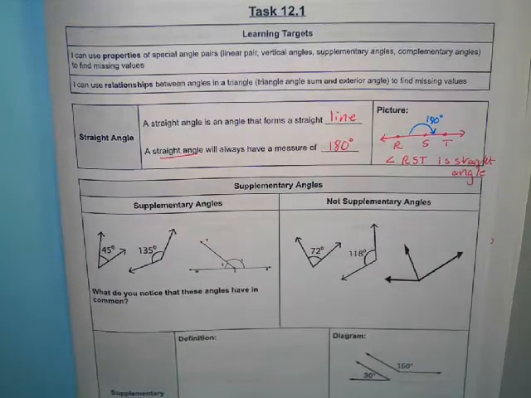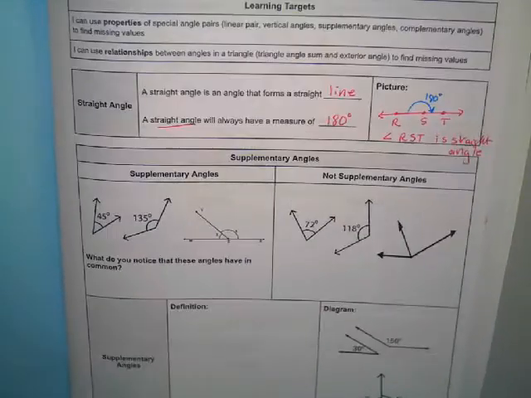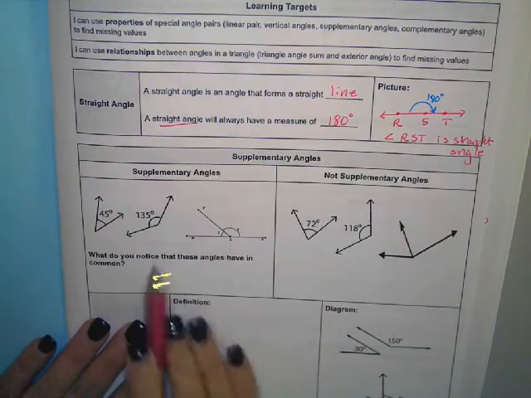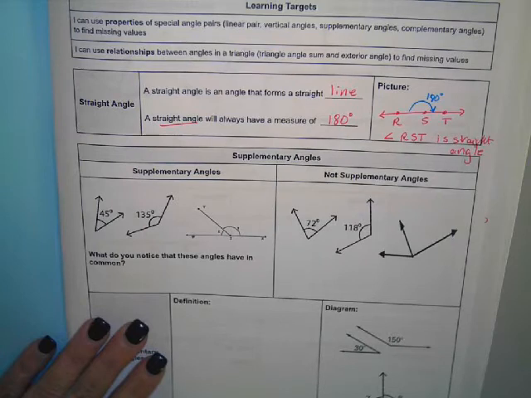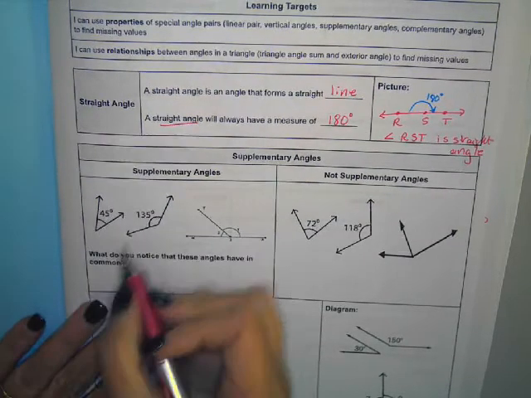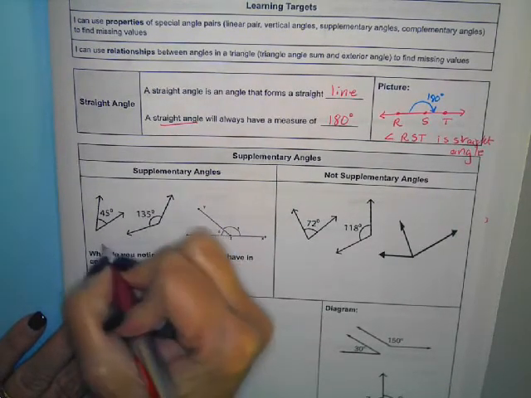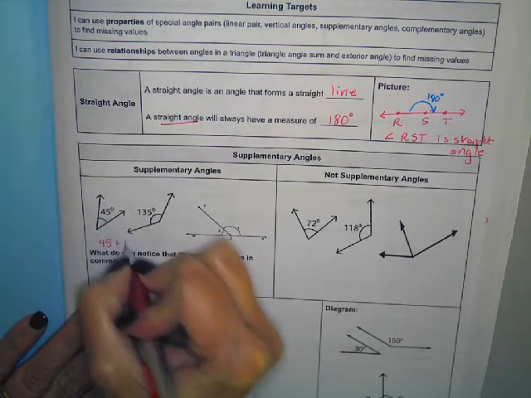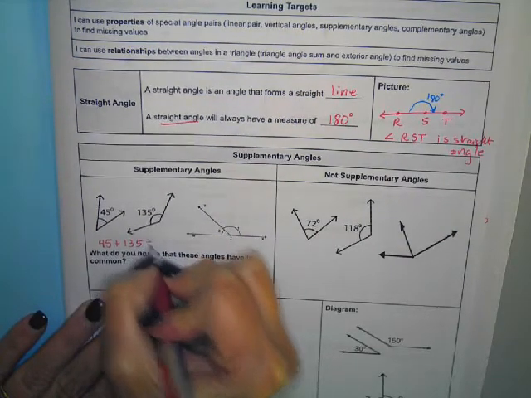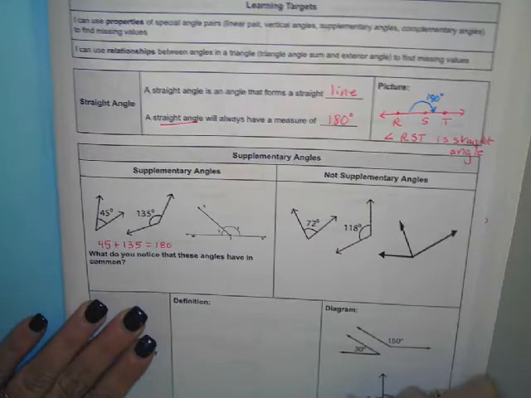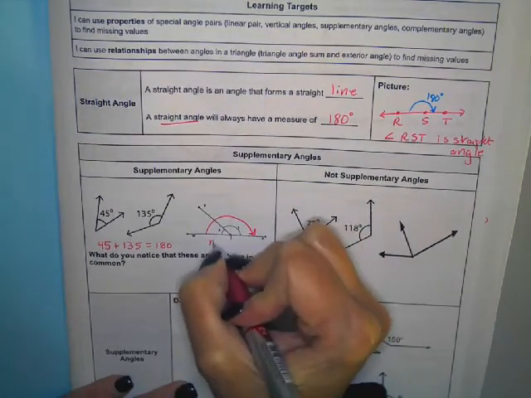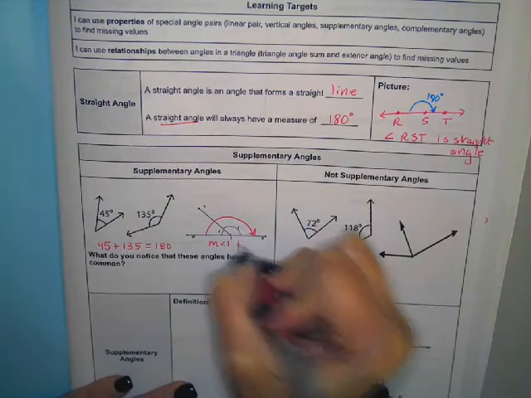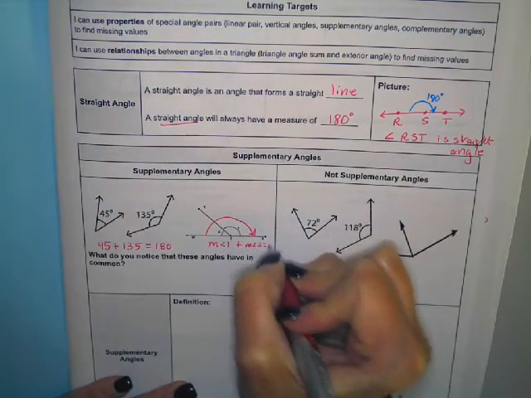So we want you to take a look at these pictures and what do you notice about them? These are supplementary angles. These are not supplementary angles. So if we take these two angles, 45 plus 135 equals 180. And because this is a straight line, the measure of angle 1 plus the measure of angle 2 equals 180.